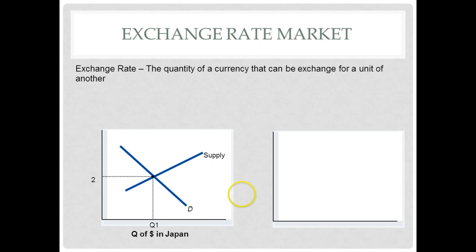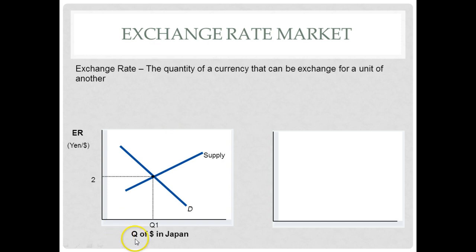Let's start by looking at this graph here to the left. All exchange rates are based, again, on how much of one person's currency you get for a unit of another currency. In this example, we have the quantity of dollars in Japan. So we're looking at right now the market for dollars relative to the Japanese. And what is the Japanese currency? Well, the Japanese currency is the yen. So if I click this here, I'll put up this. This is essentially what the market for the dollar looks like in comparison to the Japanese yen.